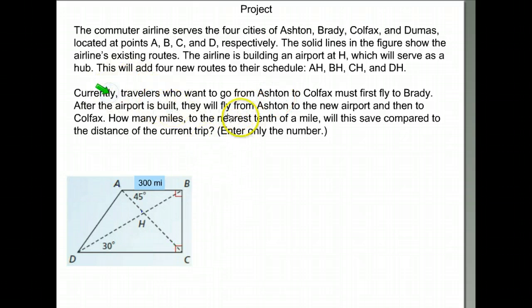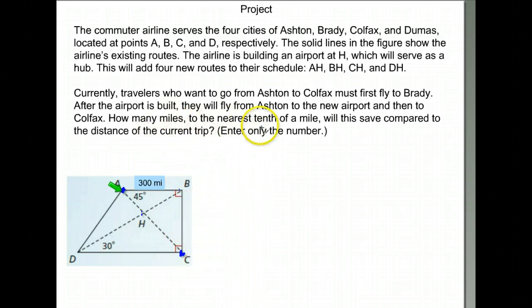Currently, travelers who want to go from Ashton to Colfax, so here's Ashton and here's Colfax, right now they have to fly over to B and then down to C. After the airport is built, they'll fly from Ashton to the new airport and then to Colfax. So the distance will be straight from A to C.